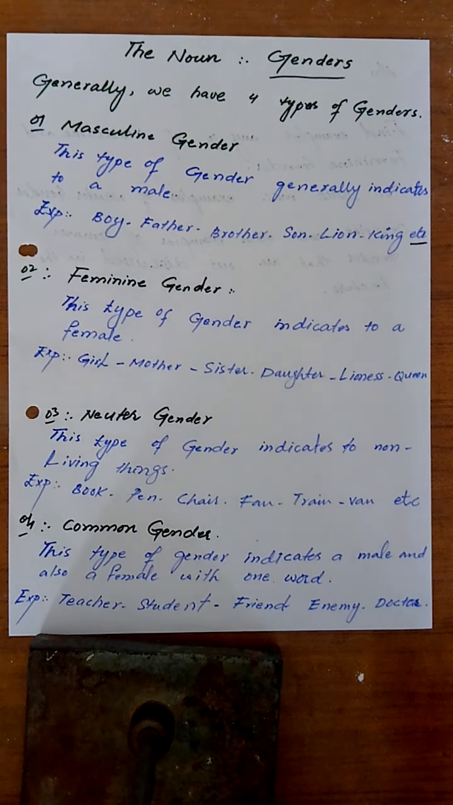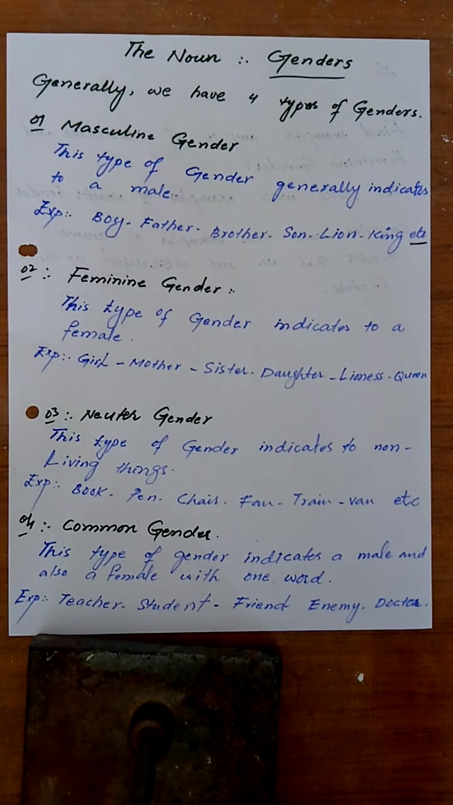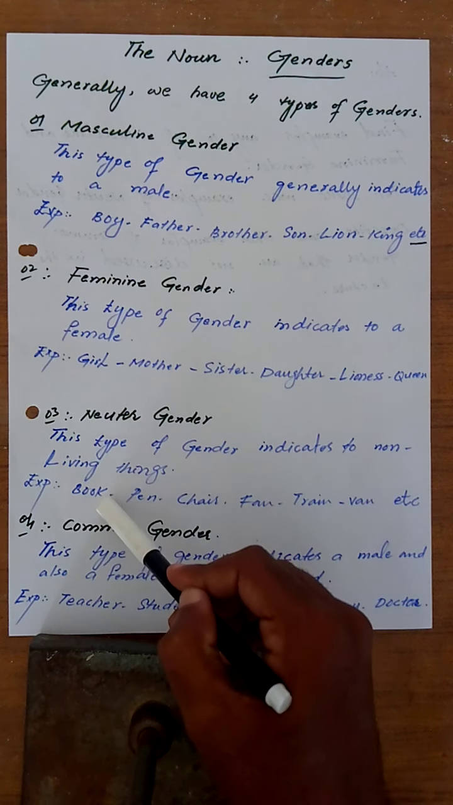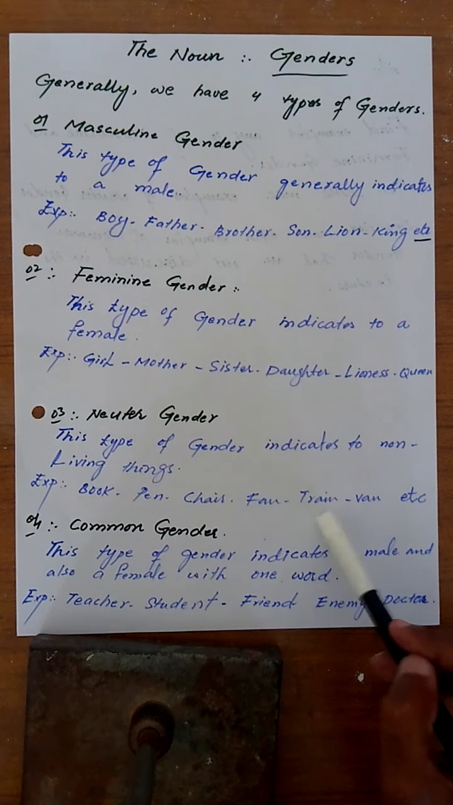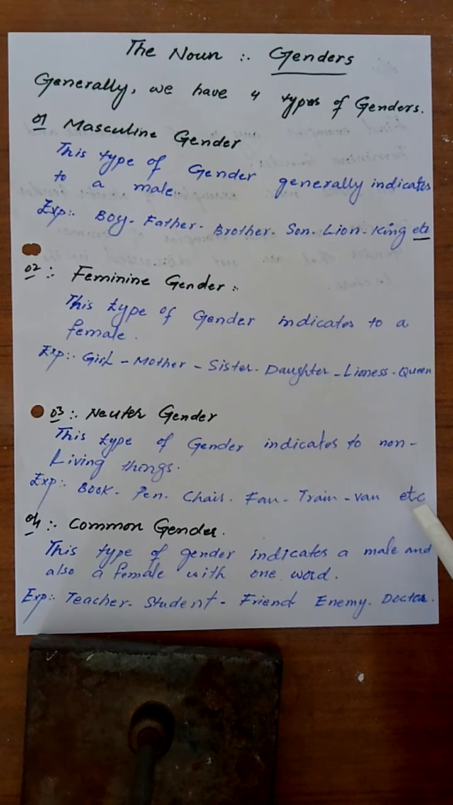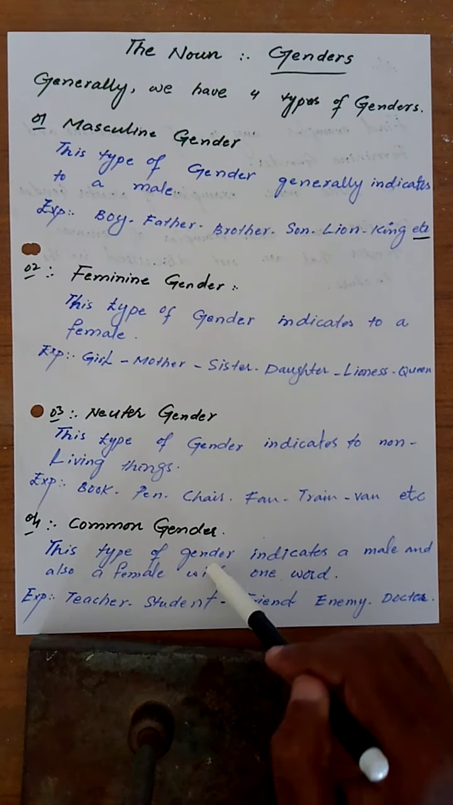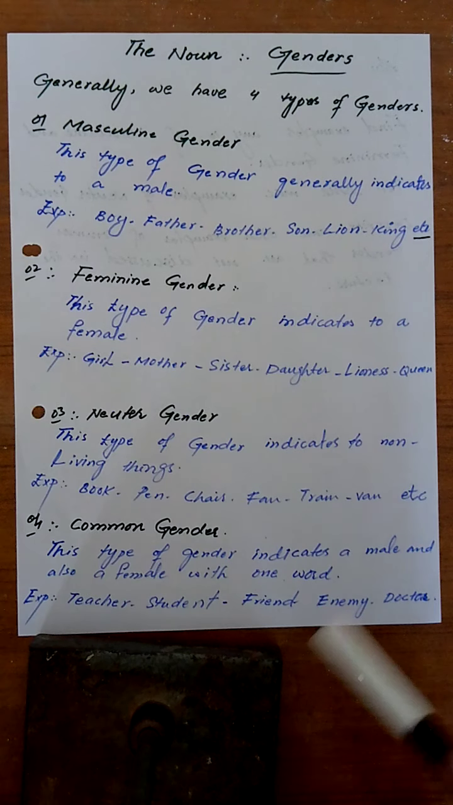It will be called neuter gender, because the thing is non-living; non-living can be called non-living or neuter gender. Some examples to define the neuter gender: book, pen, chair, fan, train, van, etc. As I told you the full form of the word etc, what does etc stand for? It stands for etcetera. Okay, number 4, the most typical gender is common gender.